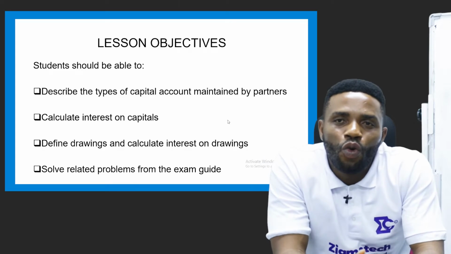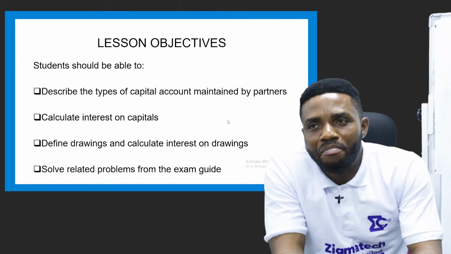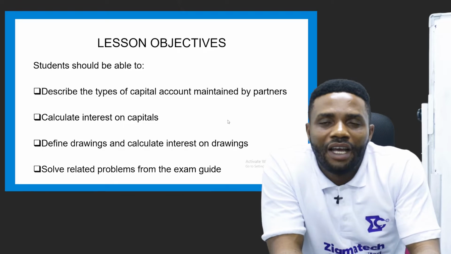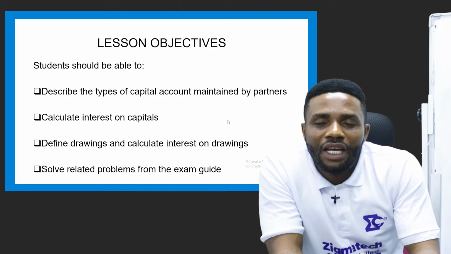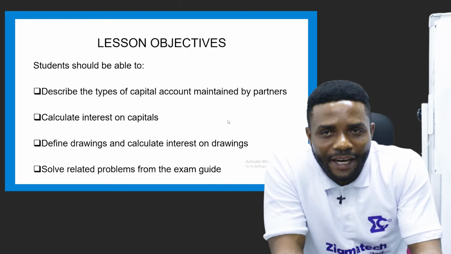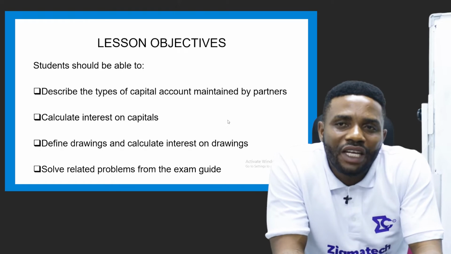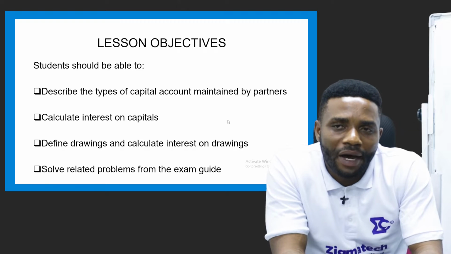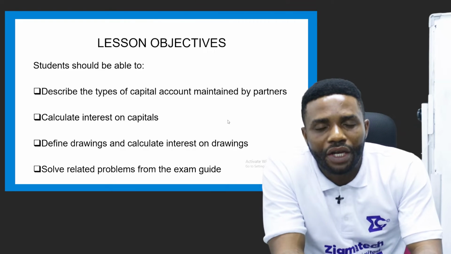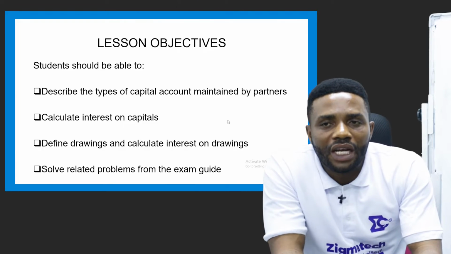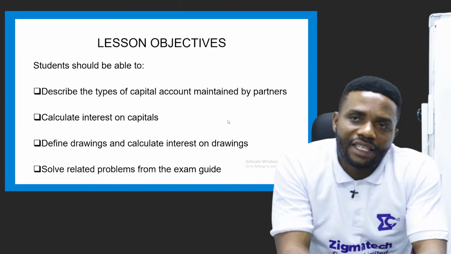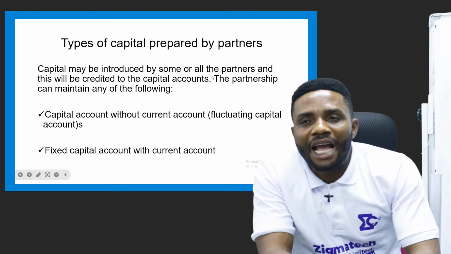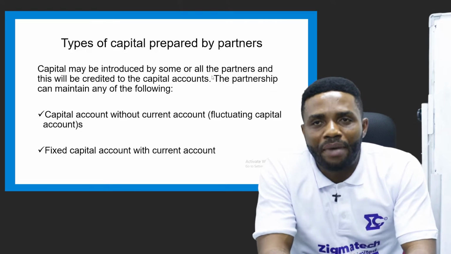objective. Number one, we will describe the types of capital maintained by partners. What kind of capital? What types of capital account do partners maintain? And then we'll also look at how to calculate interest on capitals. And then we'll also define what drawing is all about, and we'll calculate the interest on drawing, and we will solve related problems from the exam guide. Okay, let's quickly start.